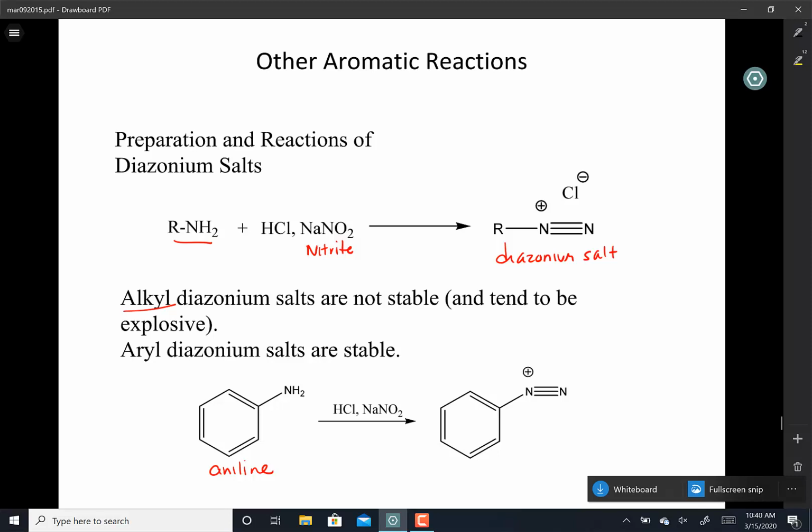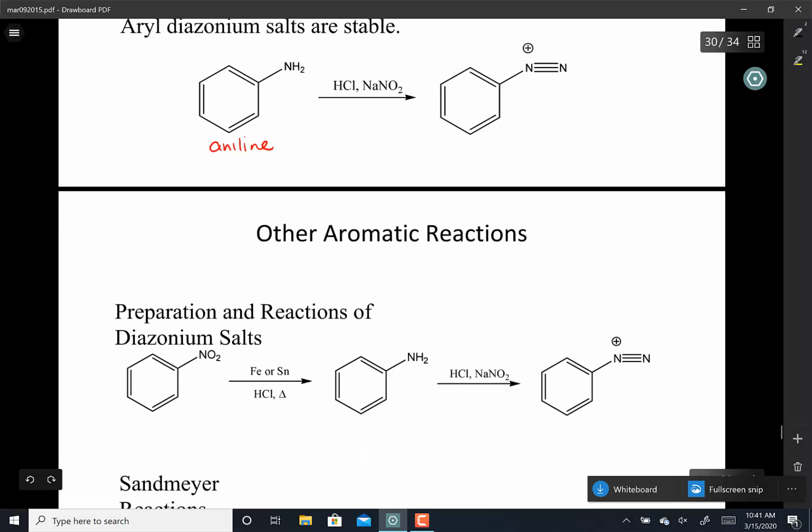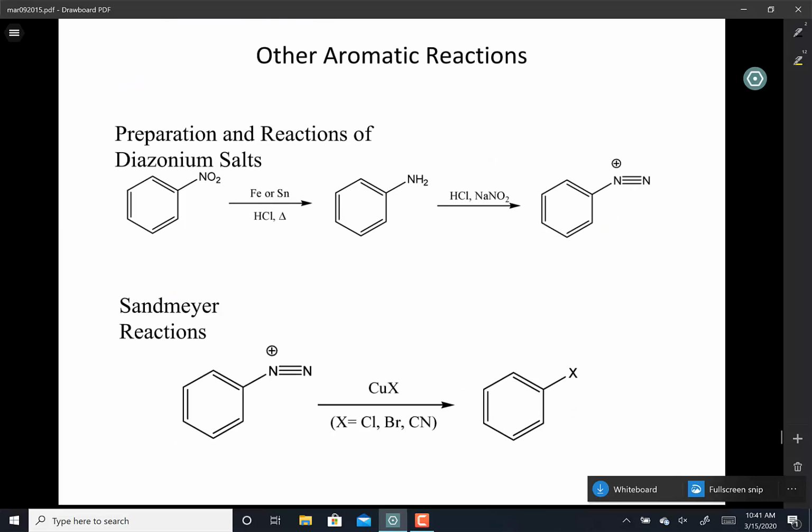If you react that amine with HCl and sodium nitrite, you make an aryl diazonium salt, which you don't have to worry about blowing up because they're really stable. Once you make that aryl diazonium salt, you can do lots of things with it.